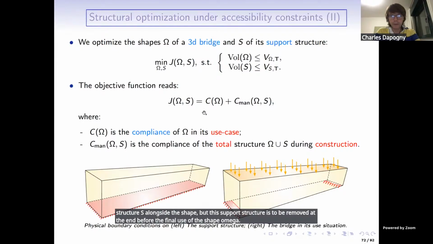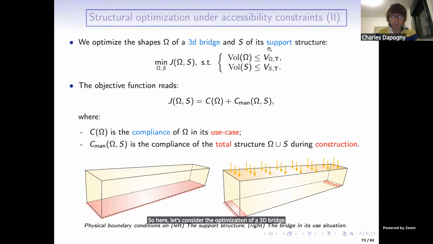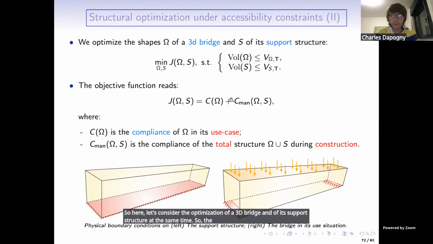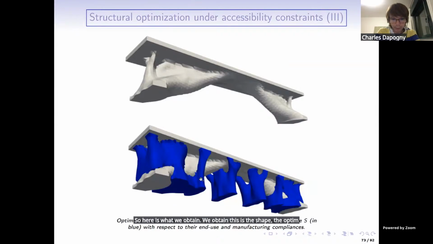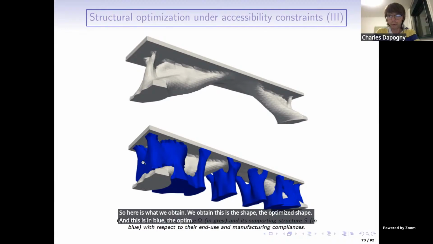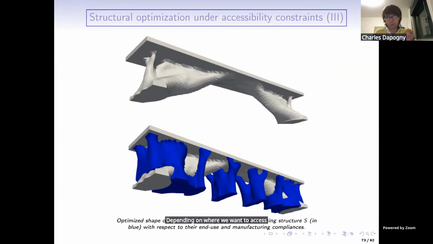So here, let's consider the optimization of a 3D bridge and of its support structure at the same time. The objective function is of this form: the compliance of the shape in its final use, plus the compliance of the shape and the supports, so the total structure in the context of its construction. Here is what we obtain. This is the optimized shape, and in blue the optimized support structure for this shape. But the bad thing is that this support structure has to be removed after production, and not all the parts of the support structure are necessarily accessible, depending on where we want to access it to remove it.